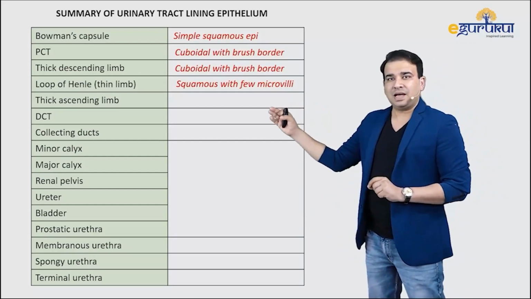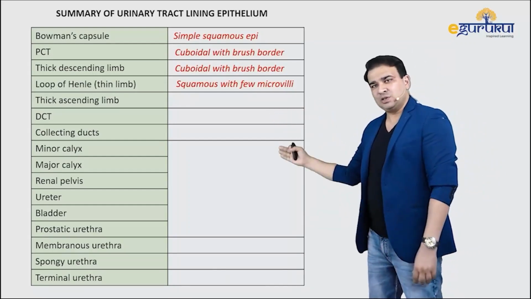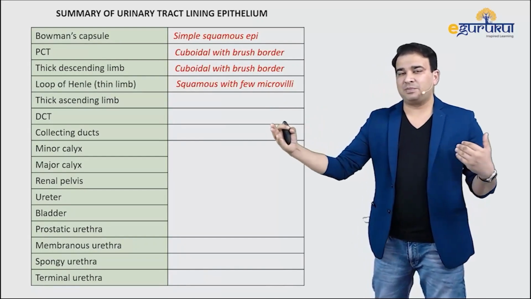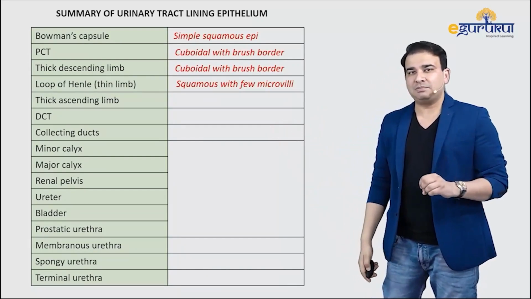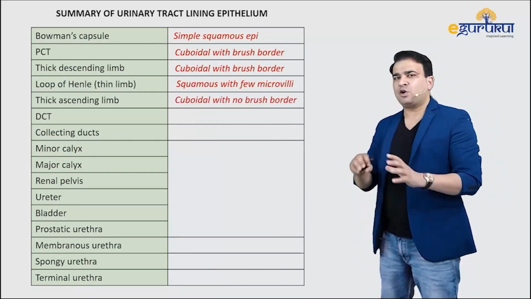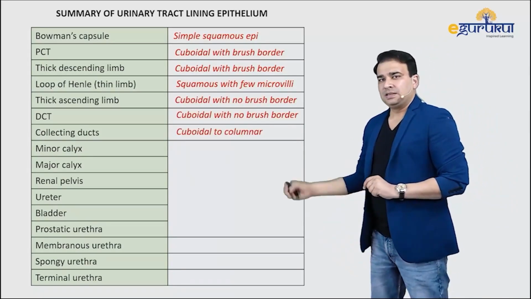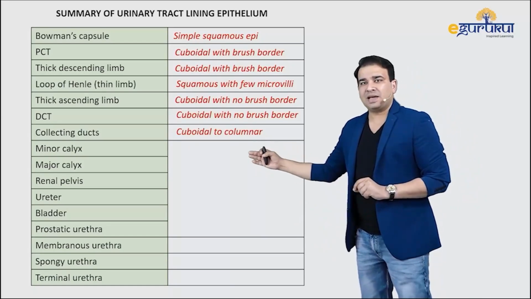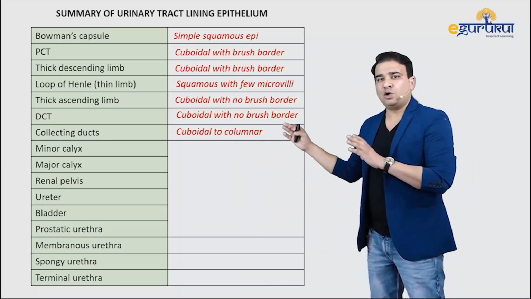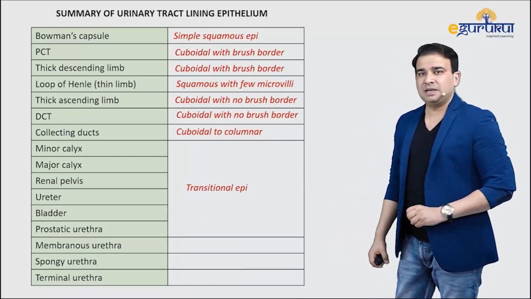We have the thick ascending limb and the DCT, and also the collecting duct. Again, they have the same kind of epithelium, that is the cuboidal epithelium, but this time it is not brush border. Although in the collecting duct you may have a columnar epithelium at places, but usually it is cuboidal only. Then moving on from the minor calyx till the prostatic urethra, everything in between has transitional epithelium.